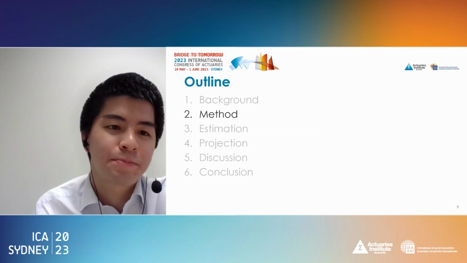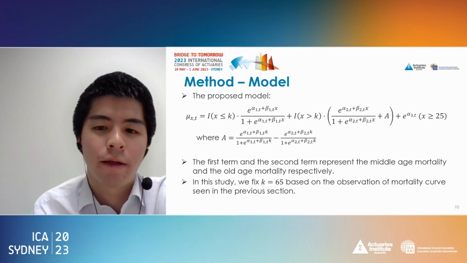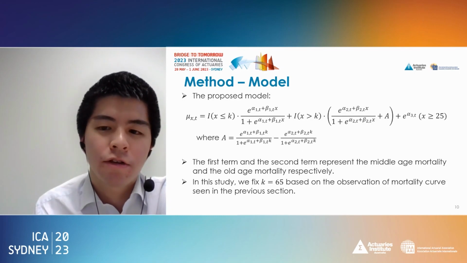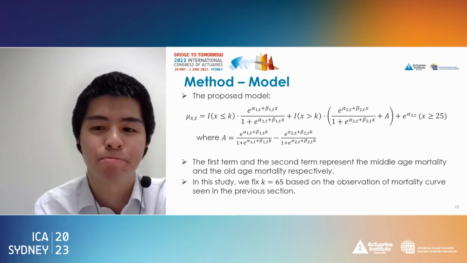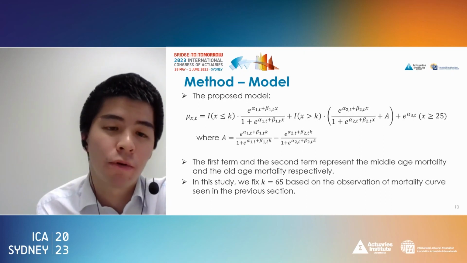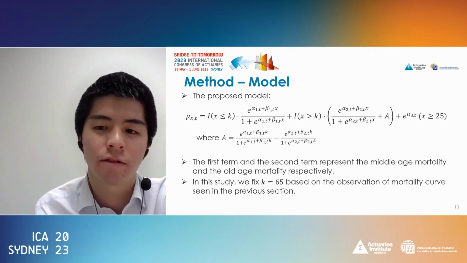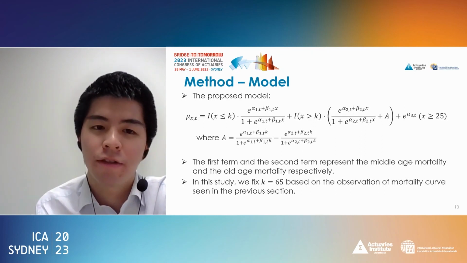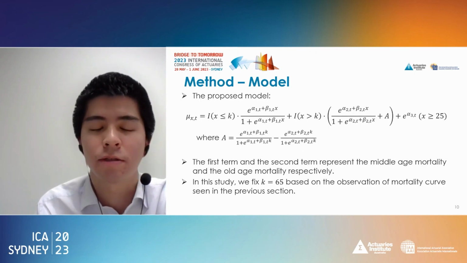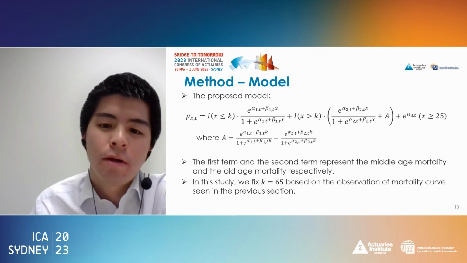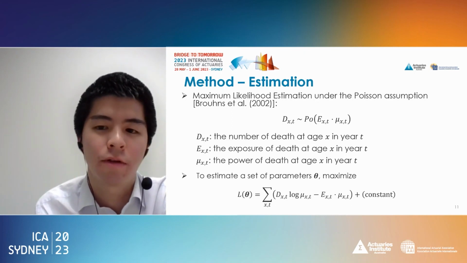Okay, so let me introduce the new method. I formulated the new model simply by dividing the logistic model into two segments, middle ages and old ages. Here, the capital A is the term in order for this model to be continuous at K, or the connection point of the segments. Although it is not obvious where the connection point is, I assume K is equal to 65 in this study, based on the mortality curve seen in the last section. Actually, I tried other choices of K, but the estimation process is relatively stable and robust to data when K was 65.